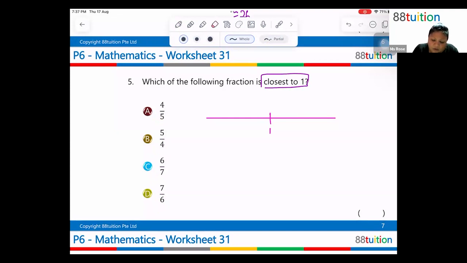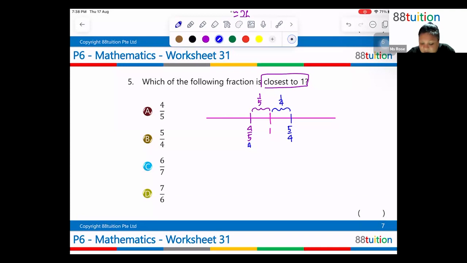Now, we know that 4 over 5 is less than 1, right? So if I put 4 over 5 here, how far away is the gap between 4 over 5 and 1? The gap is 1 over 5. Now, we look at B, which is 5 over 4. 5 over 4 is 1 and 1/4. Thank you, Pranati. So how far away is 1 from 5 over 4? It is 1 over 4. Now if you look at this, which one is closer, 4 over 5 or 5 over 4?